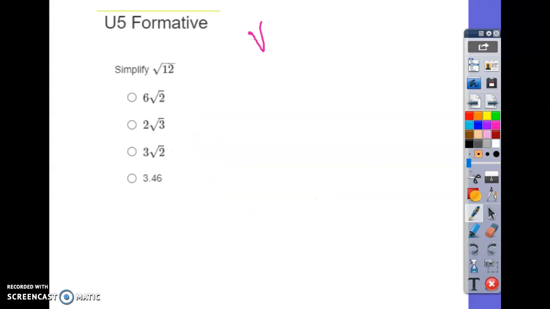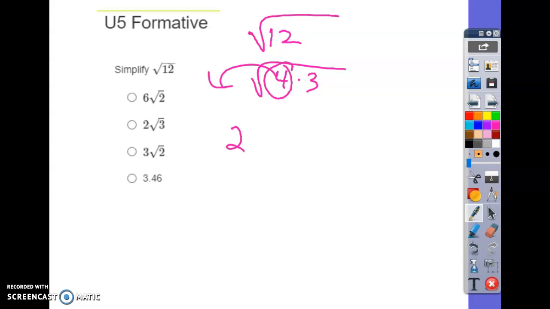So square root of 12, how do we simplify that? I'm going to break up that 12. Instead of 6 times 2, I'm going to break it up into 4 times 3 because 4 is a perfect square. The square root of 4 is 2. So this is equal to 2 root 3.